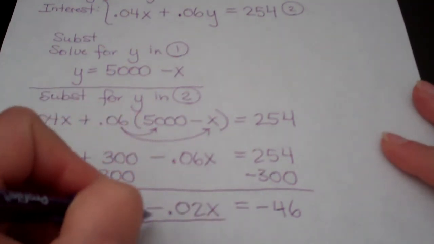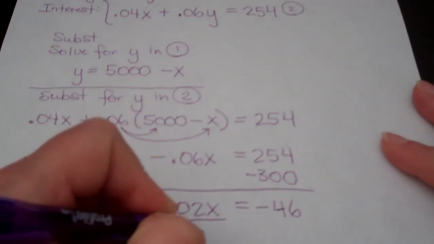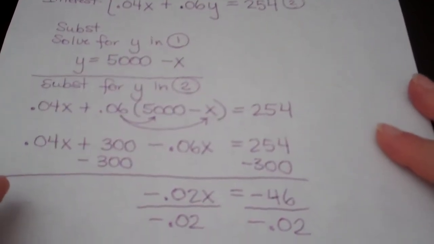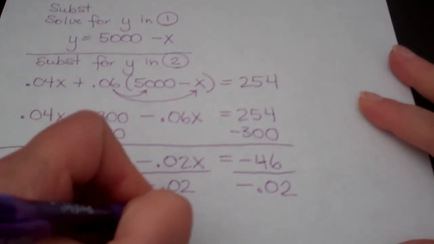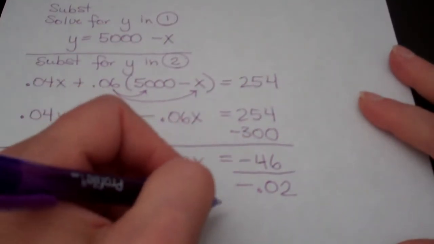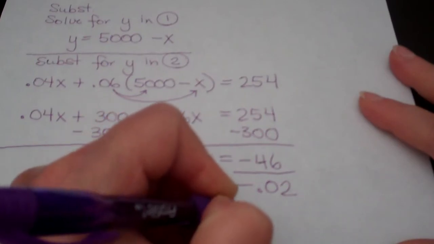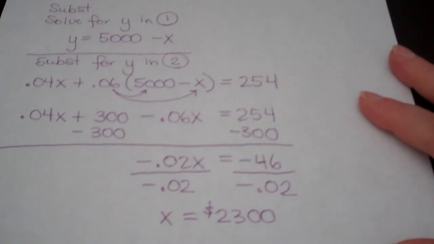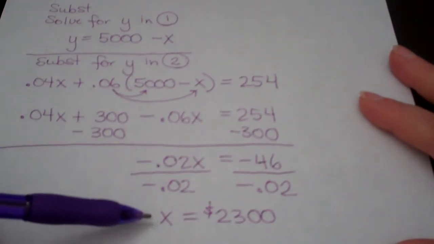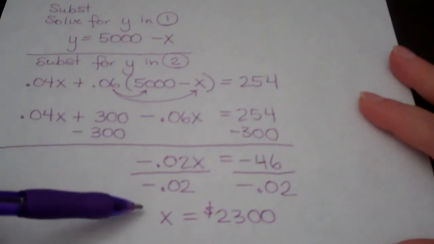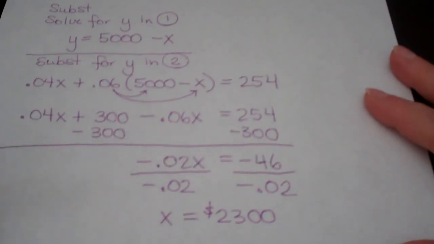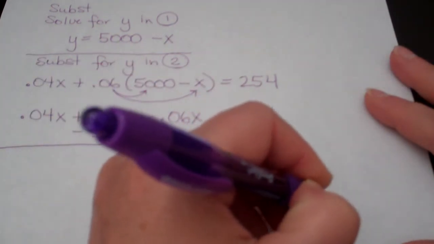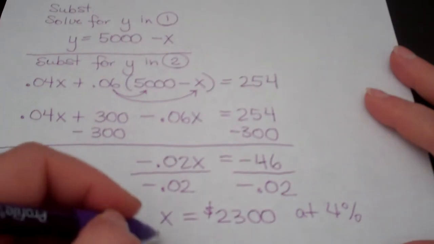Okay, so if we divide by negative 0.02, it looks like x is going to come out to 2,300. And again, please check my math. I think that's right. If you go all the way back to the top, remember we said x was the loan at 4%. So this student is borrowing $2,300 at 4% interest.